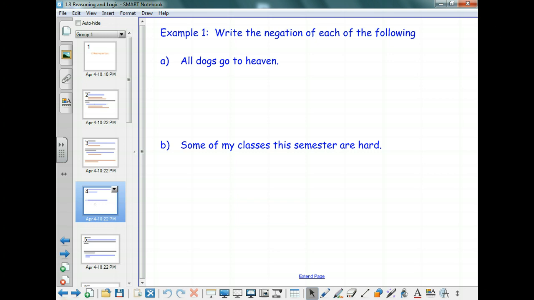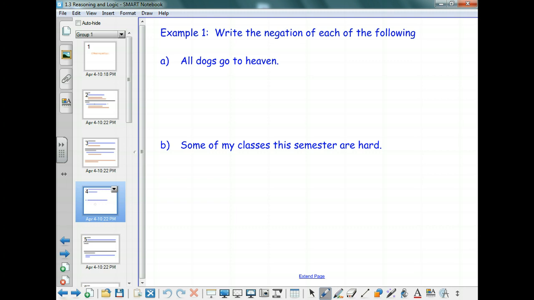So here's the basic idea. If you have a universal quantifier, the word all, no, none, it turns into an existential quantifier. And if you have an existential quantifier, the word some or there exists, it turns into a universal quantifier. So they're sort of like negations of one another, those two phrases. So do I have an existential or a universal quantifier in example A?